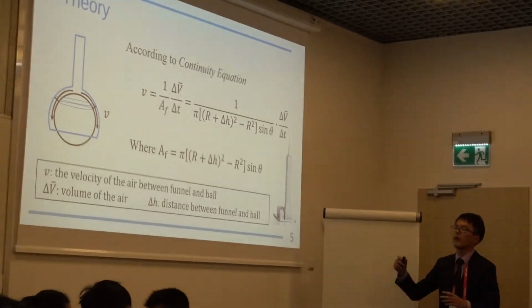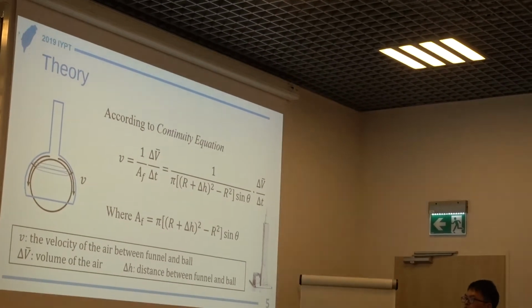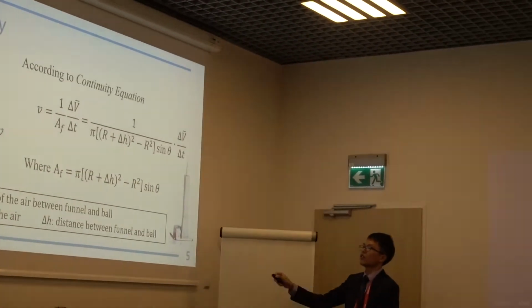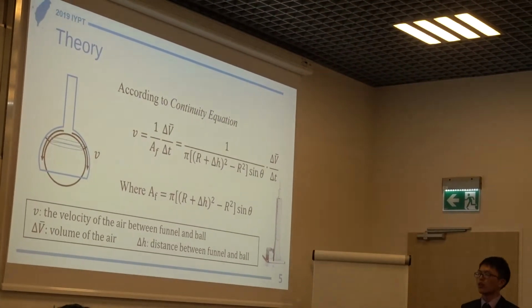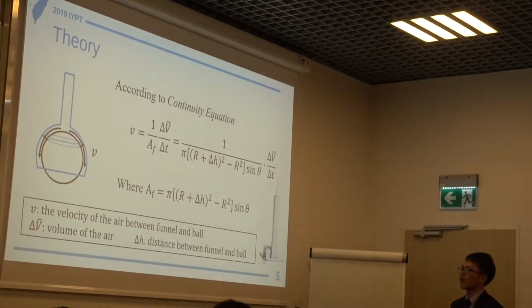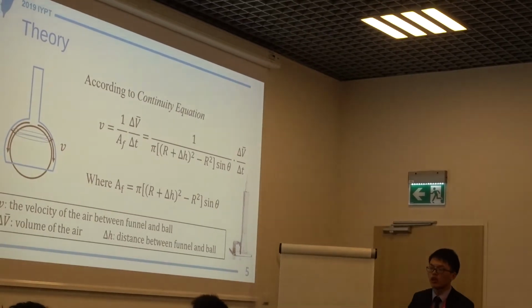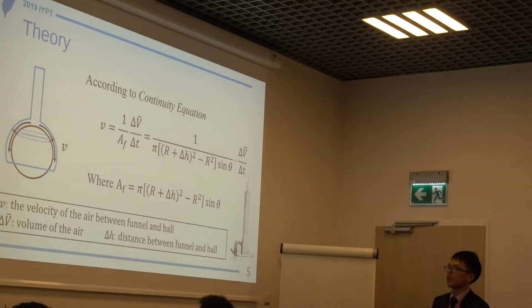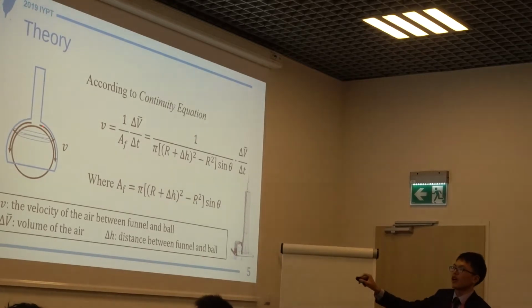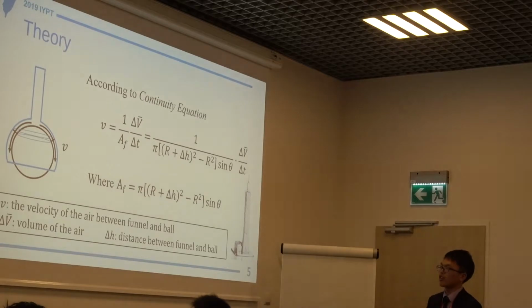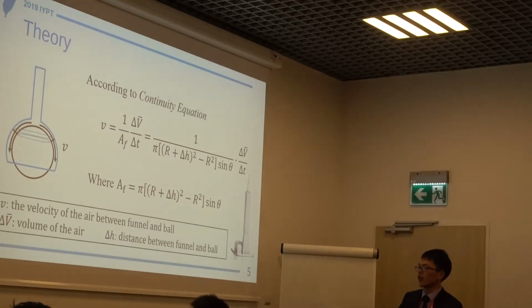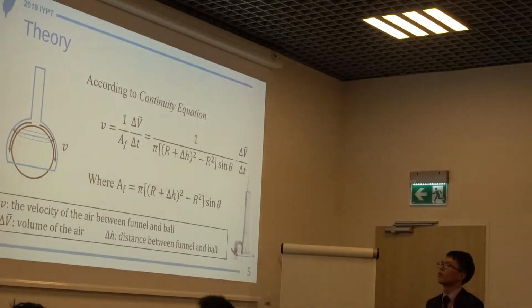So first, we're talking about the continuity equation. With the continuity equation, we can calculate the velocity of the air between the funnel and the bulb. The flow velocity of the air will be 1 over the area times the flow rate. And the area here will be the area between the funnel and the bulb, which is vertical to the bulb, and the area will depend on the angle in each direction. So by this equation, we calculated the area between the funnel and the bulb, and we take it into the equation here, and we can get our equation for the velocity of the air between the funnel and the bulb.